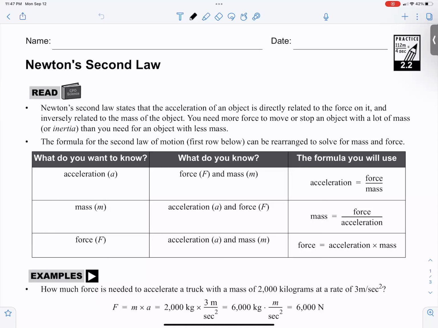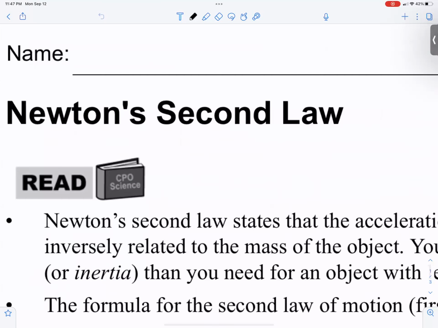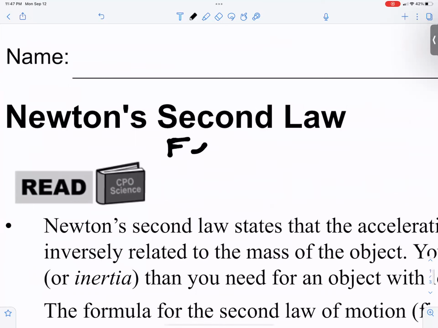Okay, so in other words, what was read to us was force is directly proportional to acceleration. The more force you apply on an object, the more it accelerates. However, acceleration is also inversely related to the mass. What that means is less mass, smaller masses accelerate more. Bigger masses accelerate less.